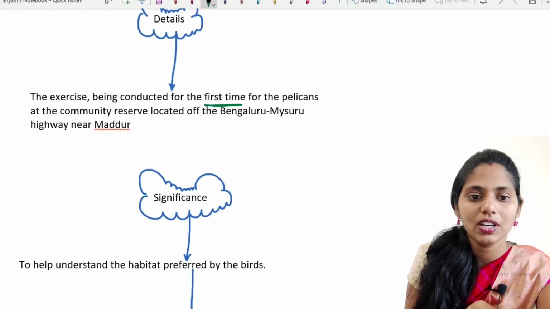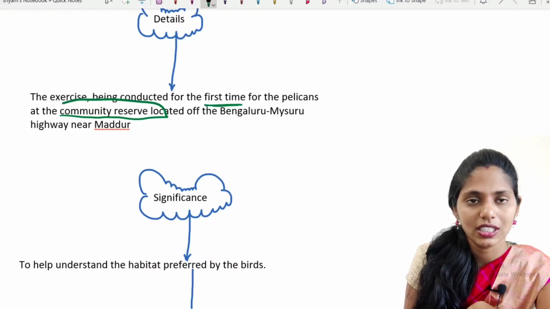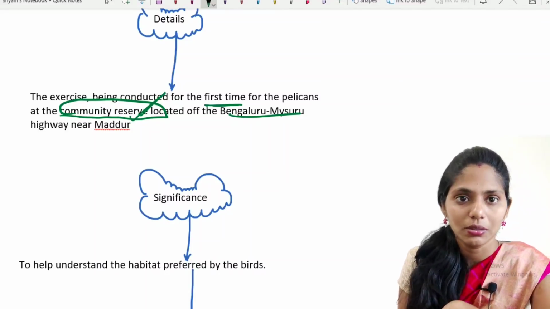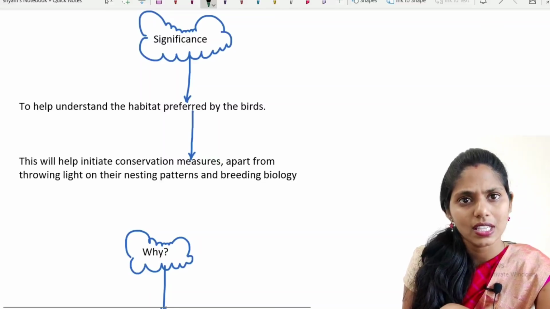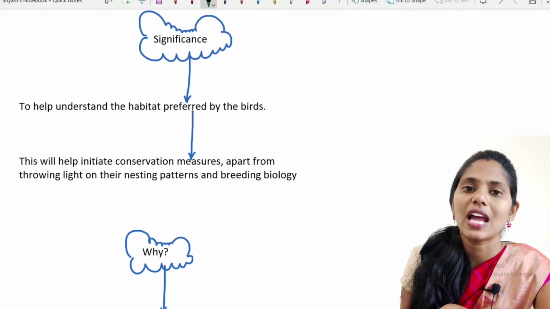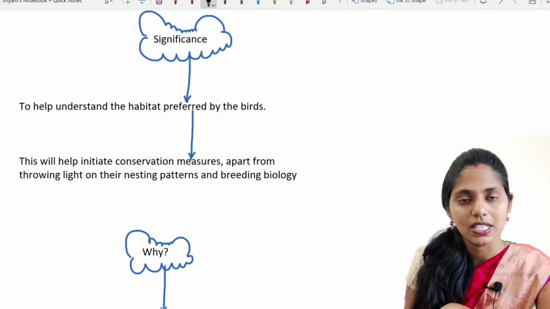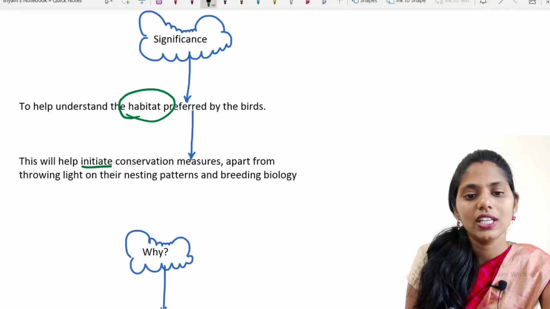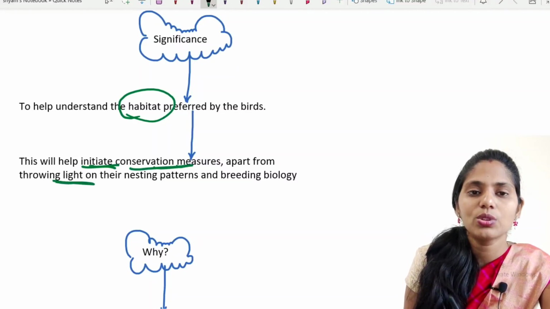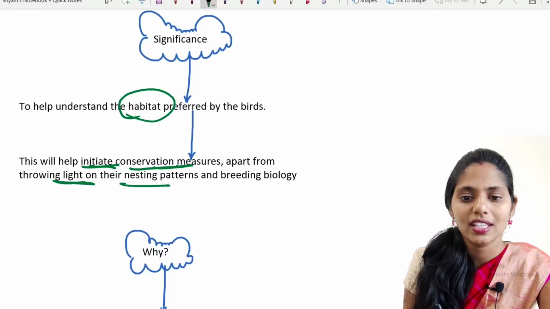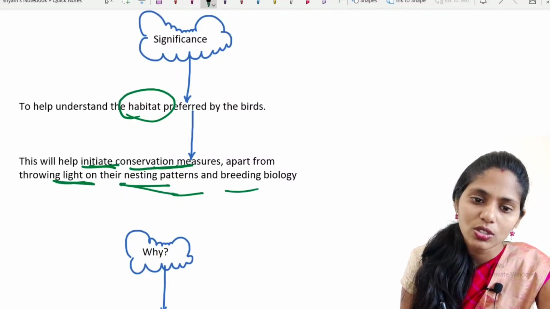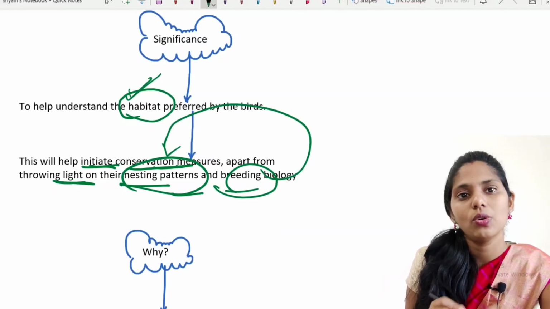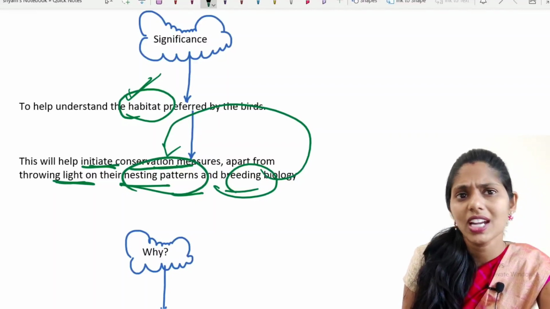This will be helpful even for the community reserve, which is located on the Bangalore-Mysore highway near Maddur. If you are talking about significance, why is it important? It will help to understand the habitat preferred by these birds, and it will help initiate conservation measures, apart from throwing light on their nesting patterns and breeding. We need to know about nesting patterns and breeding, but we also need to take conservation efforts. If we know the habitat well, we can easily go for conservation efforts.